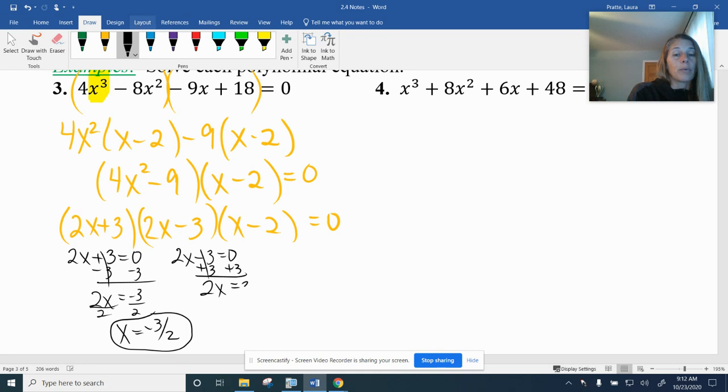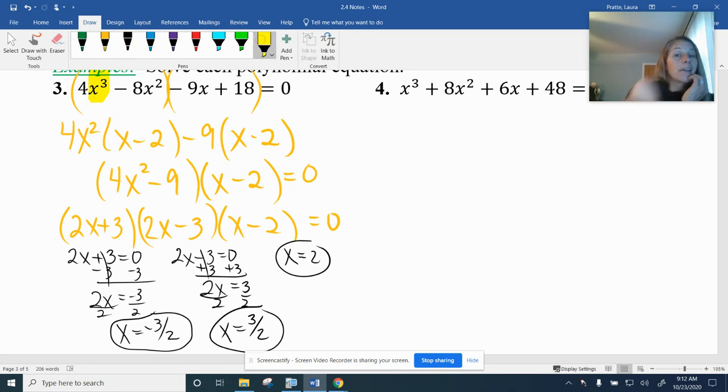When you solve the second factor, you're going to end up with x equals +3/2. And of course, this third factor here, you're going to end up with a +2. So all 3 of my solutions were real numbers on this particular problem. All right, so let's take a look at number 4.